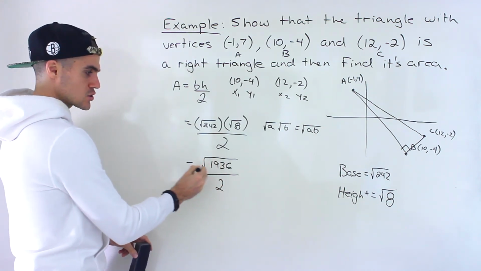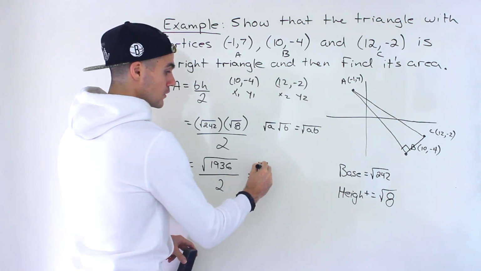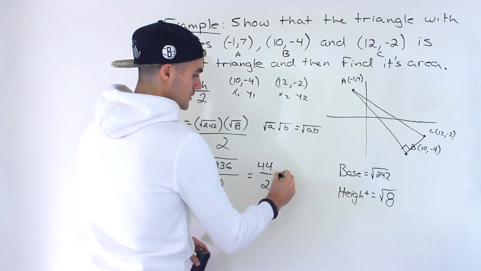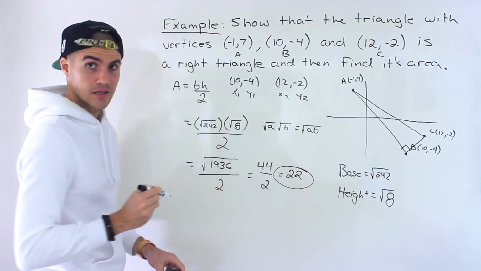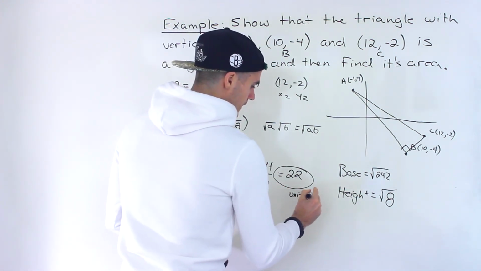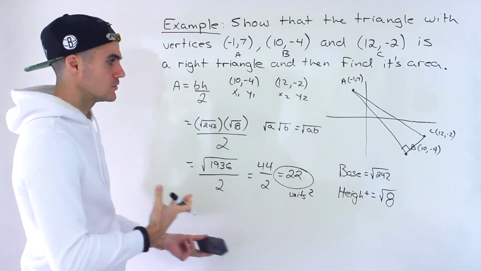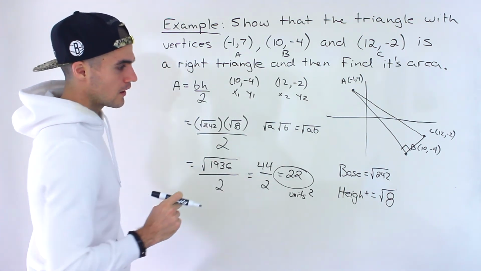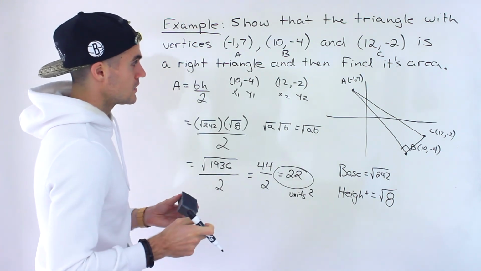And then if you take the square root of 1,936, it actually gives you a smooth number. It gives you 44. And then that's going to be divided by 2, which would be 22. And so that right there ends up being the area. You might want to write units squared. Area is always in terms of some kind of units squared. There's no units given over here, but your teacher may require you to write that. All right, and that's how you do the question.